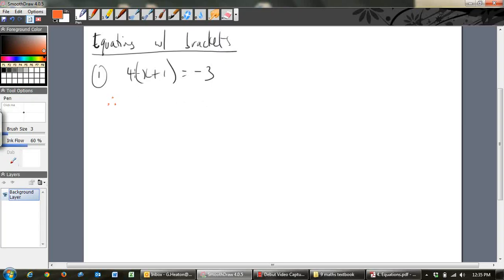So in red, the first way you could do it is you could expand this bracket, so you get 4x plus 4 equals -3. So we've expanded that bracket, and now you can just solve it as per normal. You can move this positive 4 to the other side, so you get 4x equals, now if positive 4 goes to the other side it becomes -4, so -3 minus 4 is -7, and then to get rid of that 4x equals, when times by 4 goes to the other side it becomes divide by 4, so we get -7 over 4. So there's your answer.